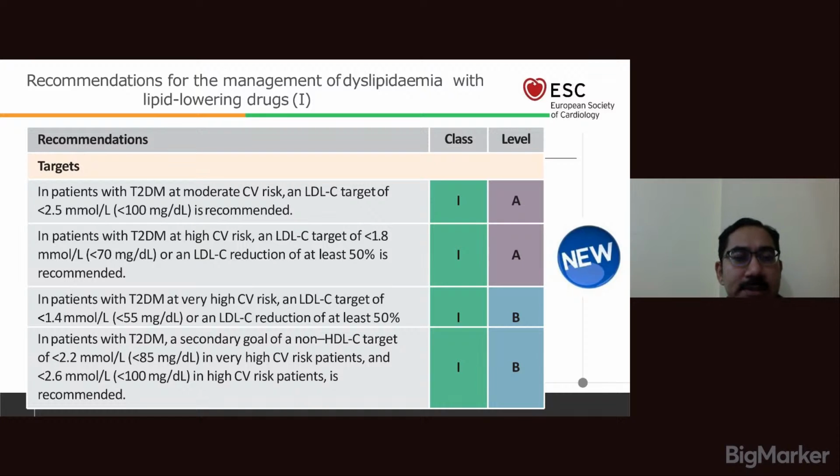So these are the recommendations for these categories of patients. As we can see, with type 2 diabetes patients with moderate CV risk, the goal is to keep LDL less than 100 milligram per deciliter. In the type 2 diabetes patient with high cardiovascular risk, the target becomes 70, or an LDL-C reduction of more than 50% from the baseline levels. And in patients with type 2 diabetes with very high risk factors and where LDL target is not achieved, we can add other drugs.